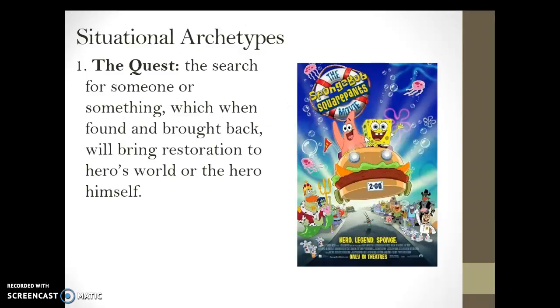Situational archetypes. Now these are sort of plot lines that shape the stories of our epic heroes. The first example of a situational archetype is the quest. This is a story where the search for someone or something, which when found and brought back, will bring restoration to the hero's world or the hero himself. The SpongeBob SquarePants movie is a perfect example of this. SpongeBob and Patrick must find Neptune's crown and return it to Bikini Bottom to save Mr. Krabs.